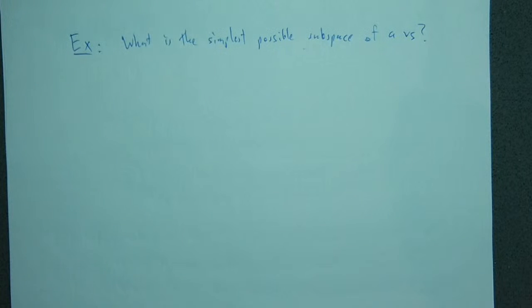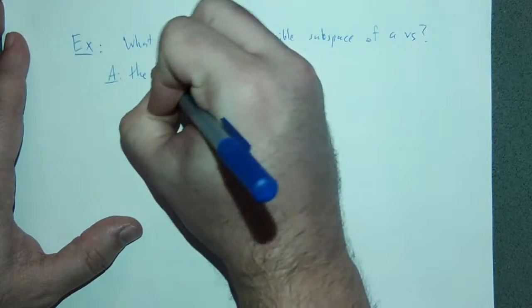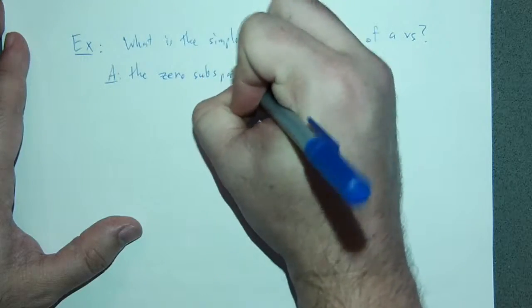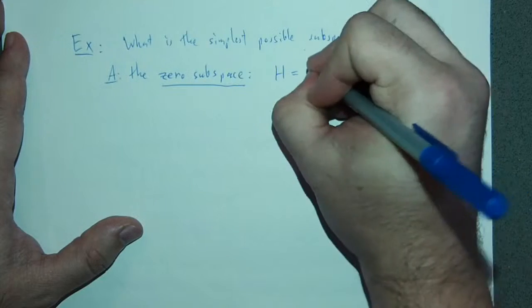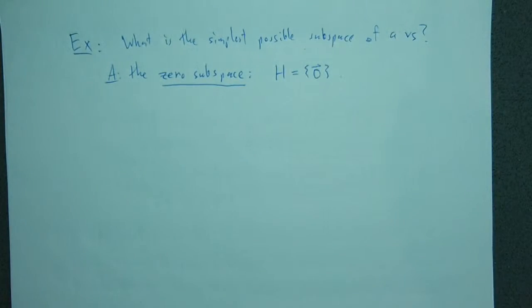So what is the simplest possible subspace of a vector space? What about the subspace that consists of only the zero vector? The answer: the zero subspace. What is the zero subspace? H is the subset of the vector space that contains only the zero vector.